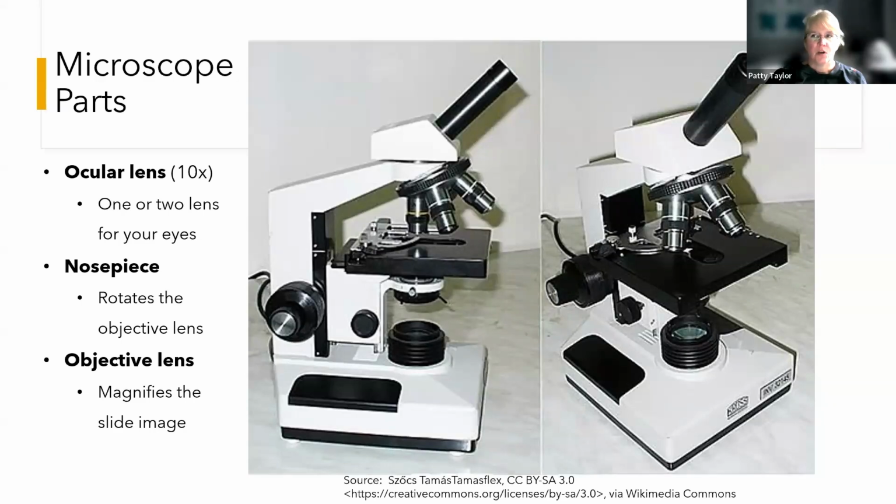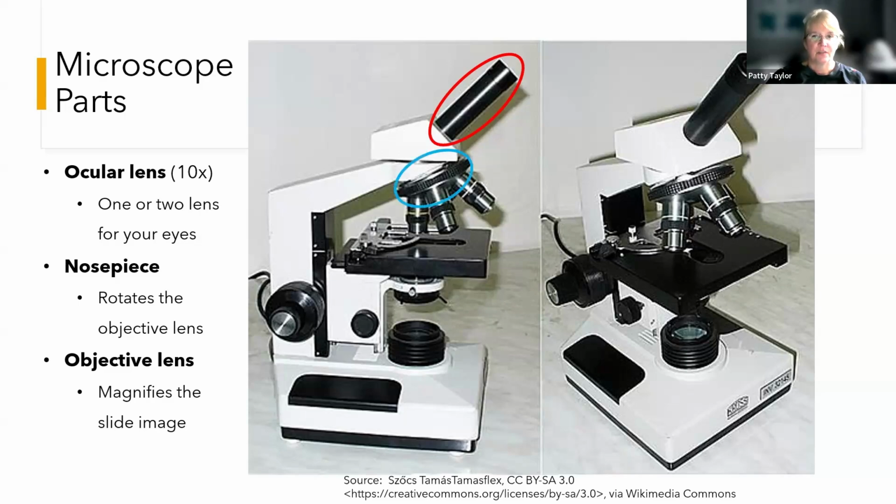So let's start by talking through the parts that you see on the screen: ocular lens, nose piece, and objective lens. This particular compound-like microscope has only one ocular lens, and that's where you place your only eye to look through the microscope. Some compound-like microscopes do have two ocular lenses.